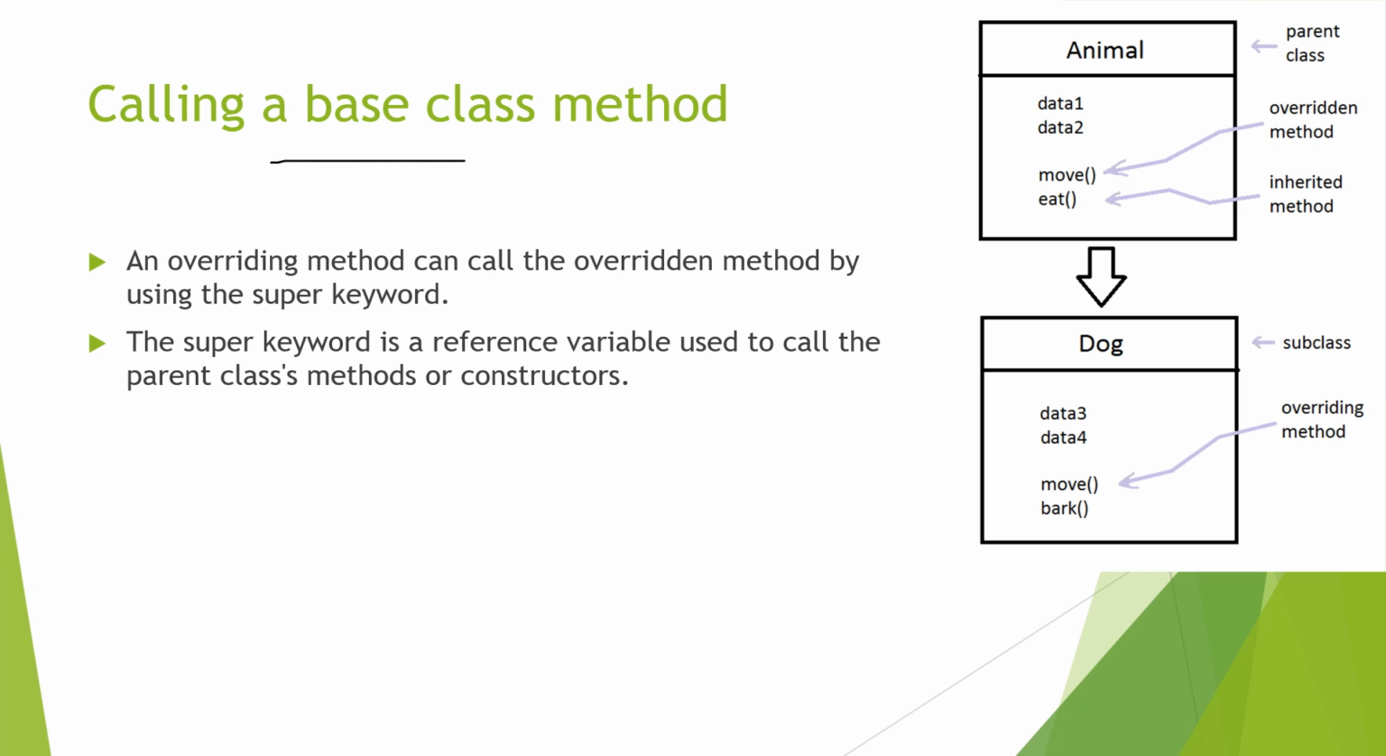Calling a base class method. An overriding method can call the overridden method by using the super keyword. The super keyword is a reference variable used to call the parent class's method or constructors.